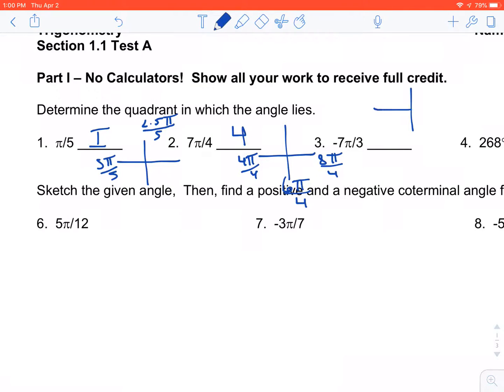Negative 7 pi over 3. I'm going to build a negative road map. So I have negative 3 pi over 3 and negative 6 pi over 3. And then this would be half of negative 3. So I know that it's going to also live in quadrant 4.